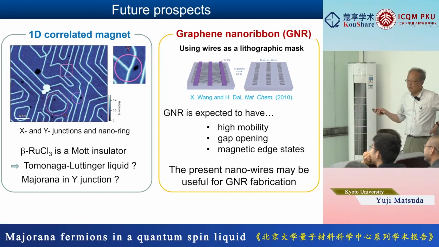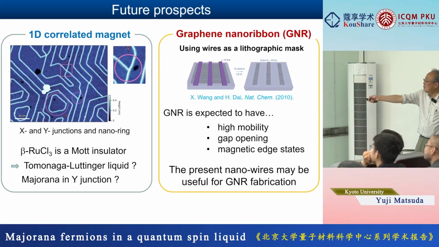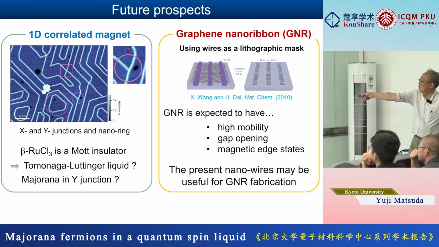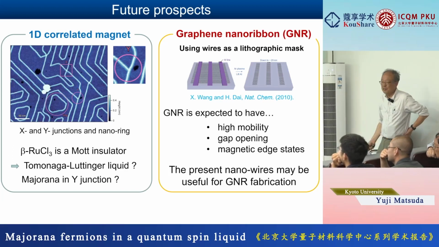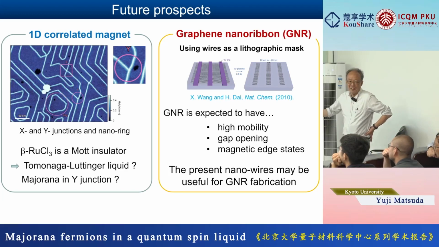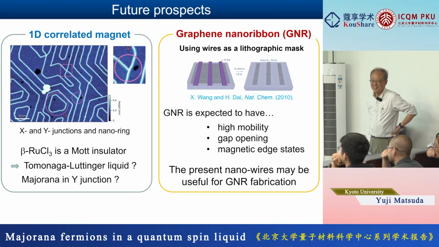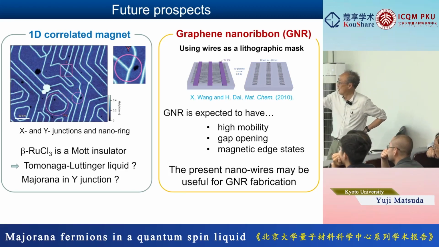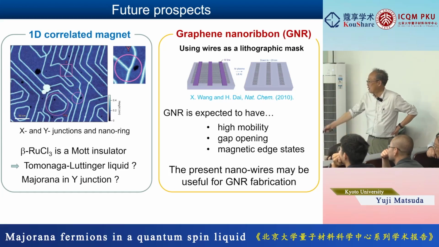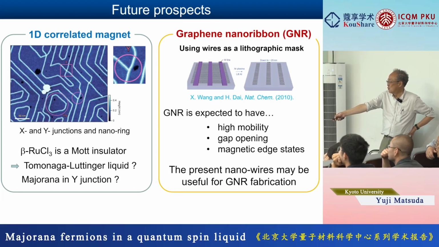As for application of this wire, as I mentioned, we can grow it on graphene. If we use this atomic pattern as a lithographic mask, we can make graphene nanoribbon. Actually, we just proposed this to make a graphene nanoribbon, but I'm not sure we will be able to grow it. But as you know, graphene nanoribbon is expected to have high mobility, gap opening and multi-gate states. So the present nanowires may be useful for graphene nanoribbon fabrication.